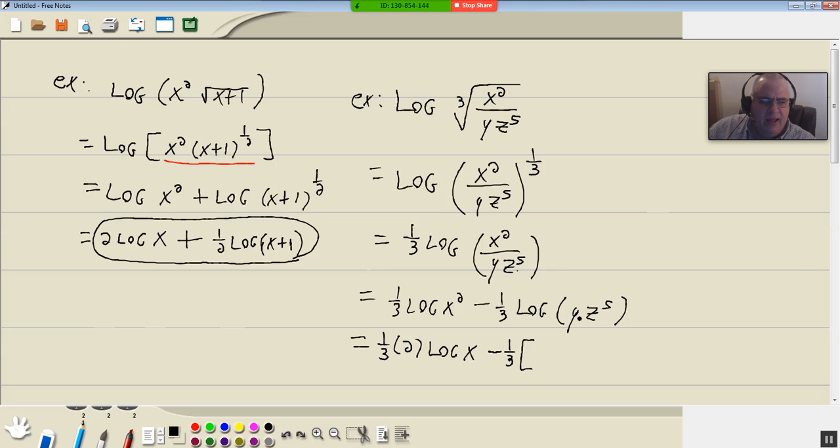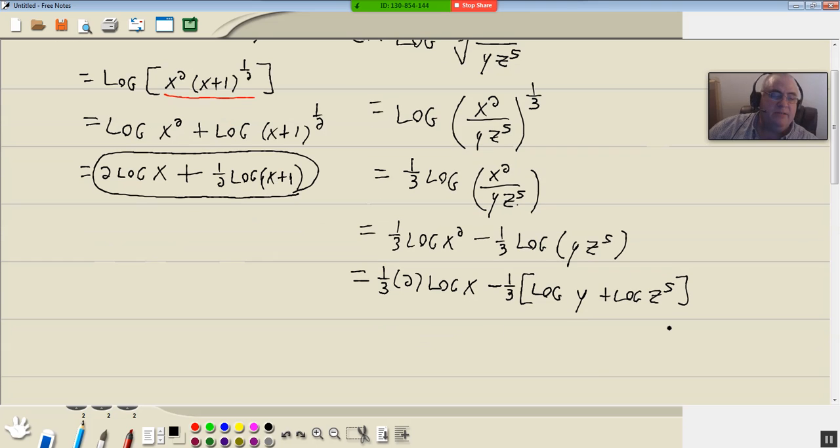Okay, so the main thing happening here is not the fifth power, that's only affecting the z, but we have multiplication, y times z to the fifth. That becomes addition, so I get log y plus log z to the fifth. Now I'm going to go ahead and take that negative 1/3 through. This is 2/3 log x minus 1/3 log y minus 1/3 log z to the fifth.